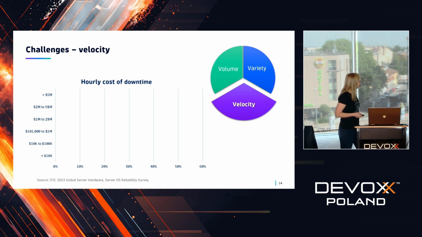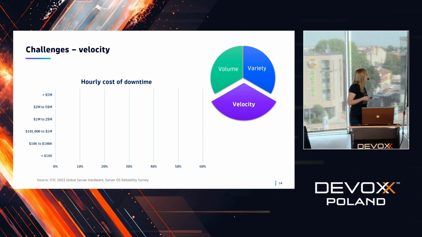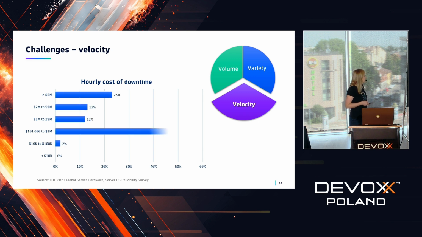Here is a nice survey done by ITIC, which is a consulting company. They asked nearly 2,000 enterprises what the cost of 1 hour of downtime is. And here are the results. As you can see, for 98% of the companies, it was above $100,000, and for 23 on the top, it was even more than $5 million. So it's really something that we would like to avoid and minimize.